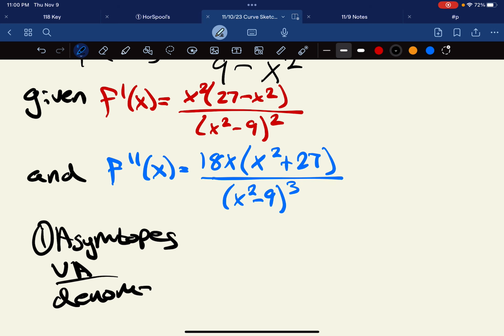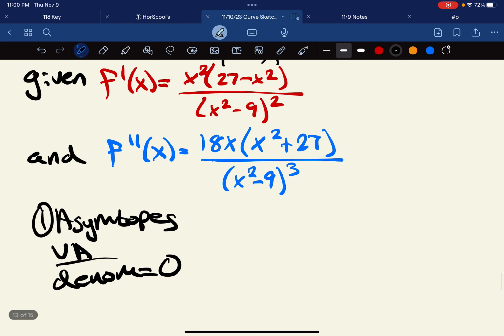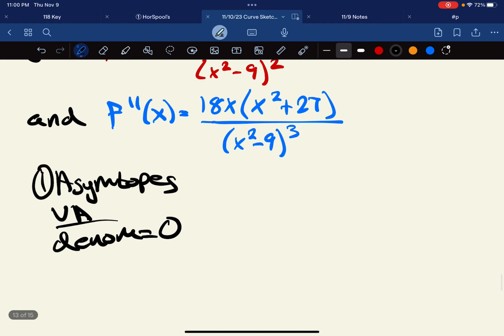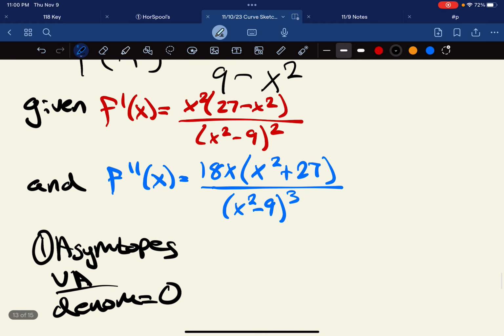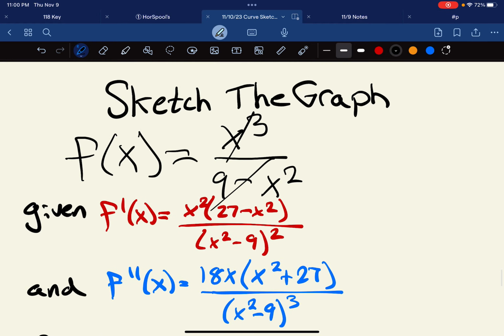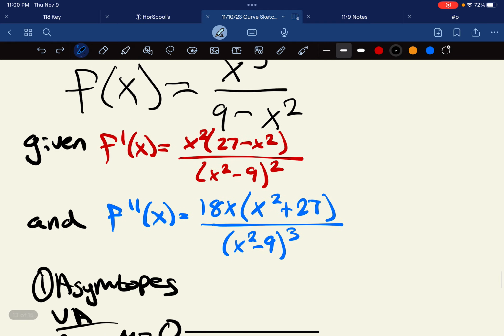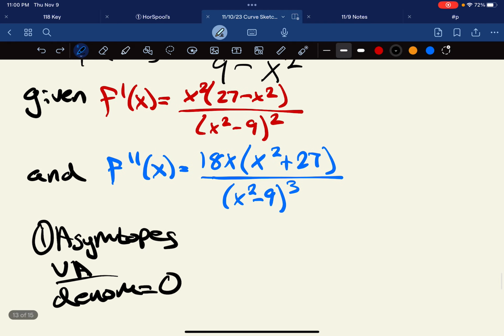We have a vertical asymptote where our denominator equals 0, because if we divide by 0, then we get DNE, so that means we're going to have a vertical asymptote there. Or holes will happen when you have two terms that cancel out in the numerator or the denominator, but there's really no way to factor this or rewrite it so that we get two terms to cancel. So wherever our denominator equals 0, we're going to have a vertical asymptote.